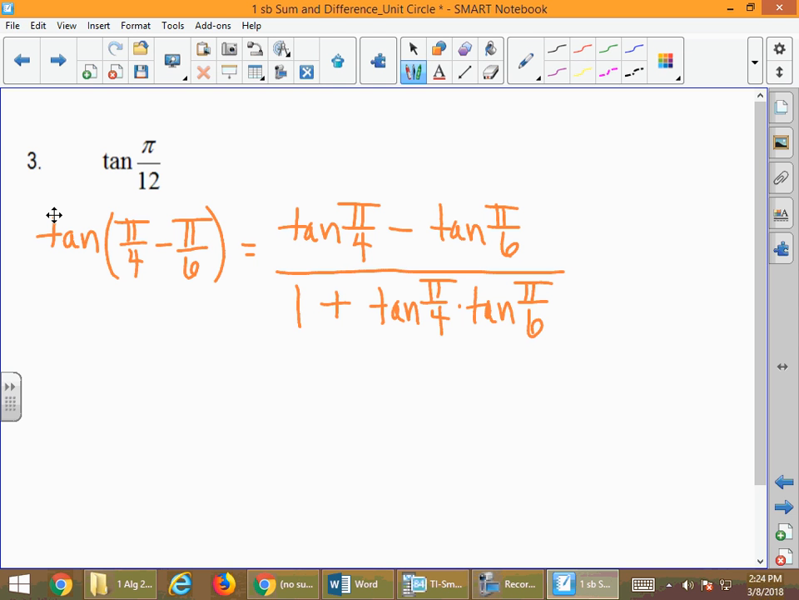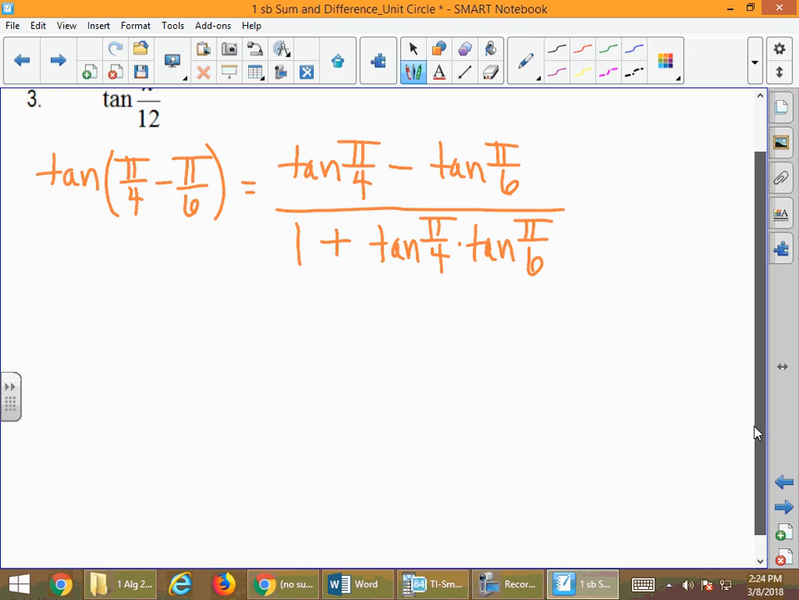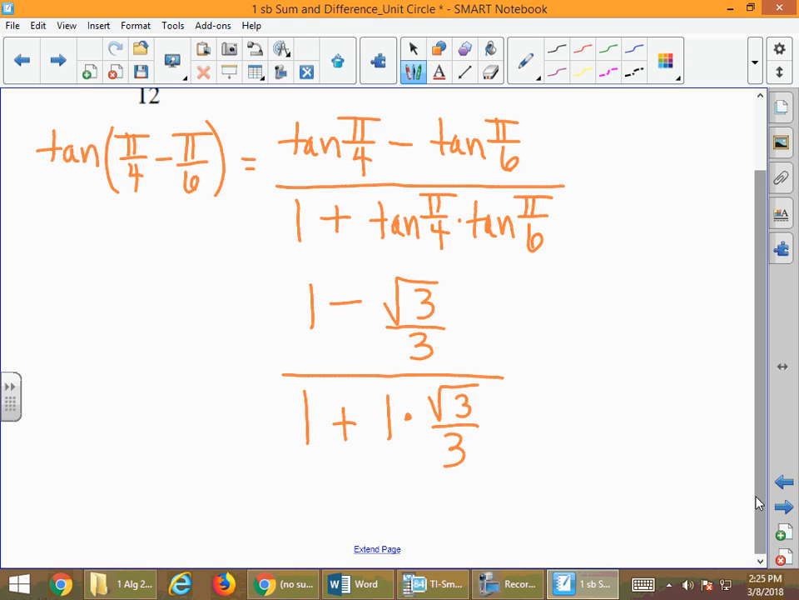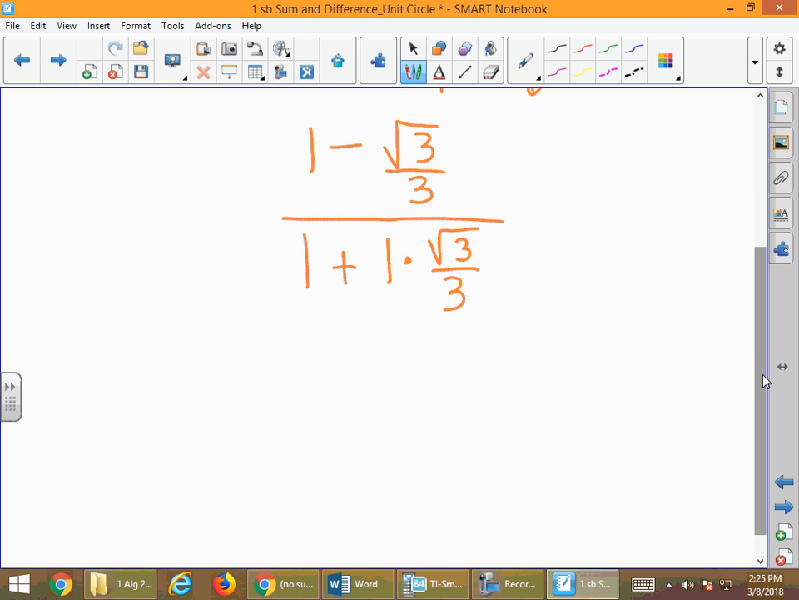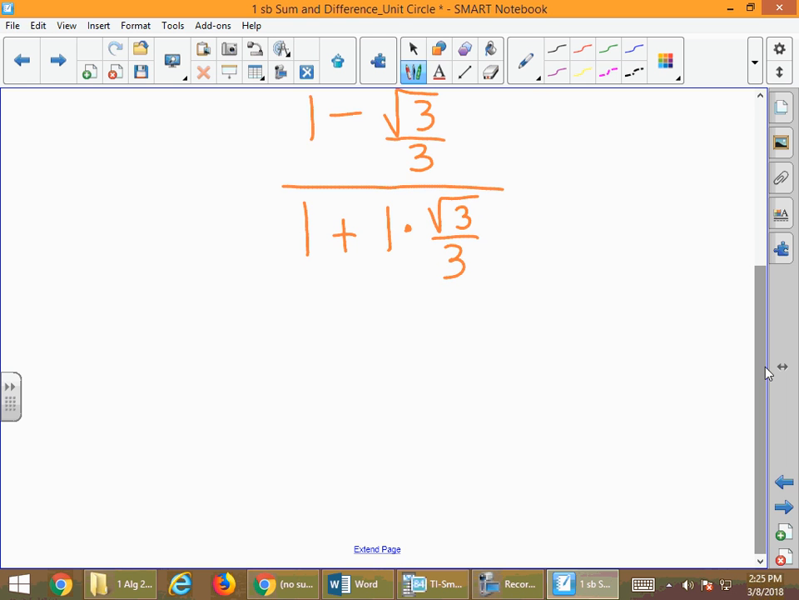The other hard part is that not everybody knows their values. And that's something that we need to go back home and think about, is do we remember what the tangent of pi over 4 is? And the tangent of pi over 4 is 1. Tangent of pi over 6 is square root of 3 over 3. Down here in our denominator, it's going to be 1 plus tangent of pi over 4, which is 1, times tangent of pi over 6, square root of 3 over 3. And maybe you didn't even write the 1 times the square root of 3 over 3, because you know 1 times square root of 3 over 3 is just square root of 3 over 3.